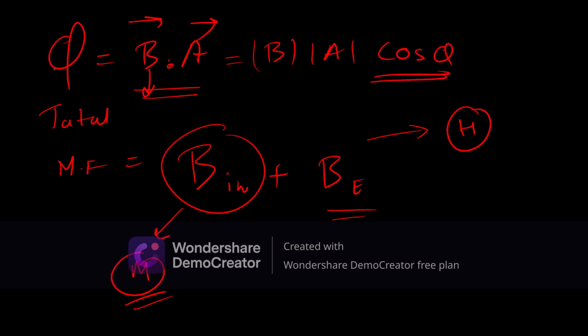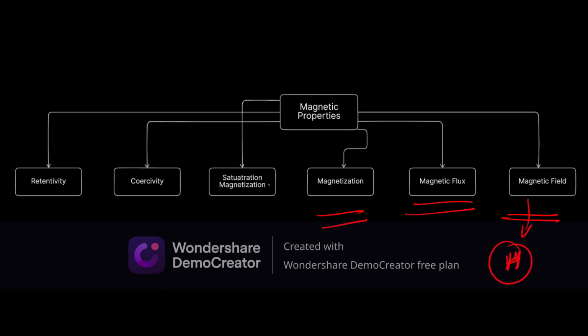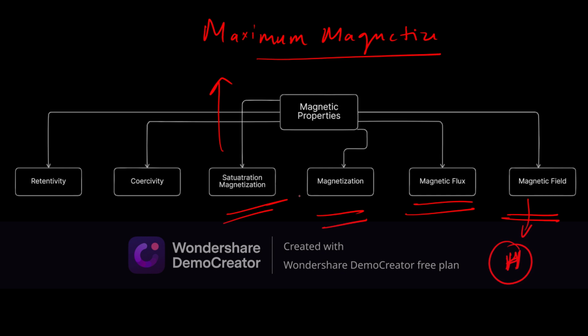So flux tells us how much magnetic field is passing through an area. If we have an area, how much magnetic field is passing through it is given by magnetic flux. Then we have saturation magnetization. It's nothing but maximum magnetization, the maximum value of magnetization. And then we have these two terms, which are very important. First one is retentivity and second one is coercivity.